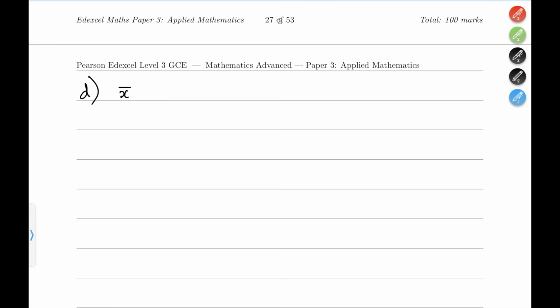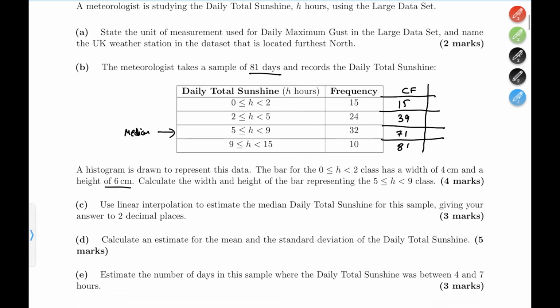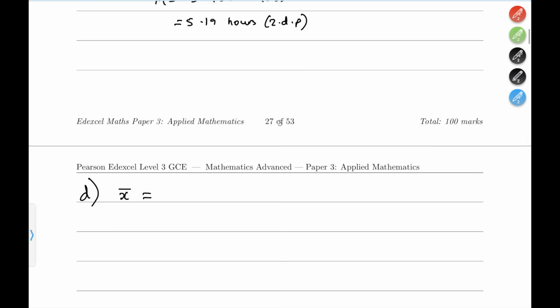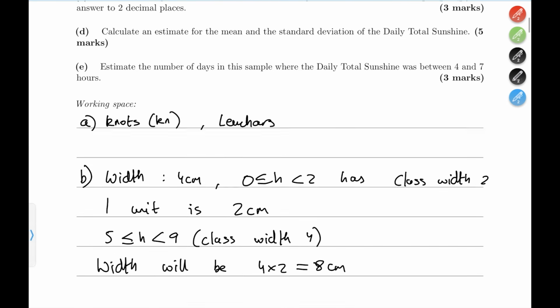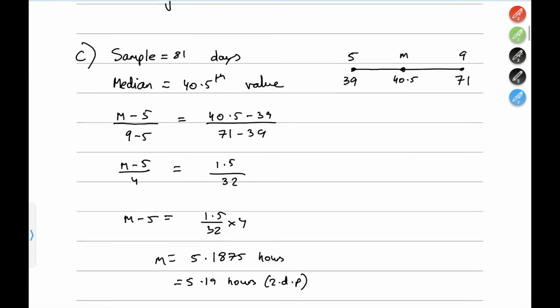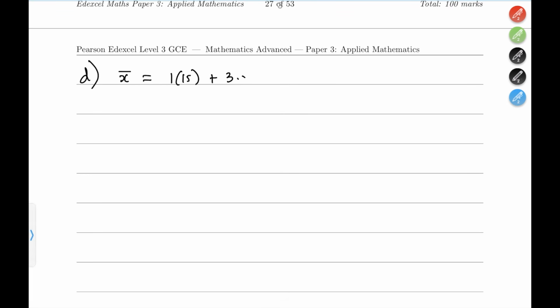I'm going to say the mean is equal to, it will be, so the midpoint of 0 to 2 is 1. So it'll be 1 times 15 plus, and I'm going to type into my calculator and then transfer it down so I don't have to keep going up and down. Then it'll be 1 times 15 plus 3.5 times 24 plus 7 times 32 plus 12 times 10 over the total sample of 81. So let me just transfer that down to my working out. So it's 1 times 15 plus 3.5 times 24 plus 7 times 32 plus 12 times 10, all over 81.